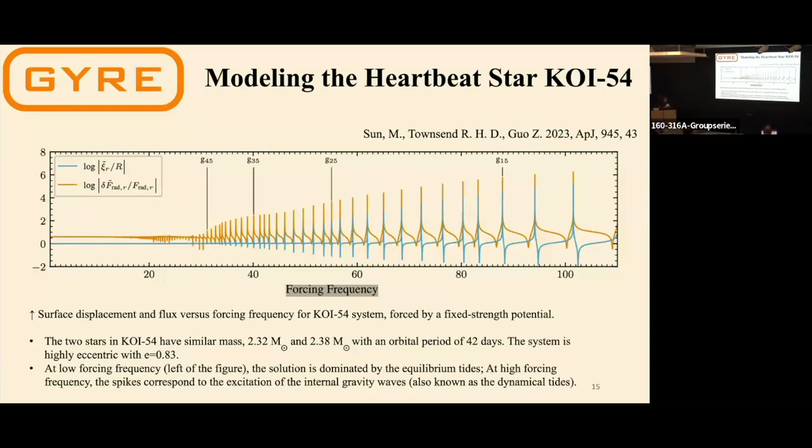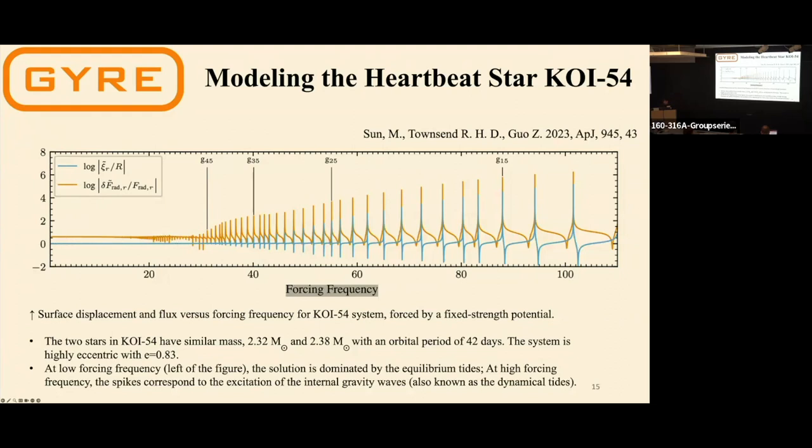There are two A-type stars orbiting each other, with a mass of around 2.3 solar masses and an orbital period of about 42 days. In the plot here, I'm showing the radial amplitude, or the surface flux, as a function of forcing frequency. In this region, we force the star at a relatively slow rate, so the tidal response is dominated by the equilibrium tide.